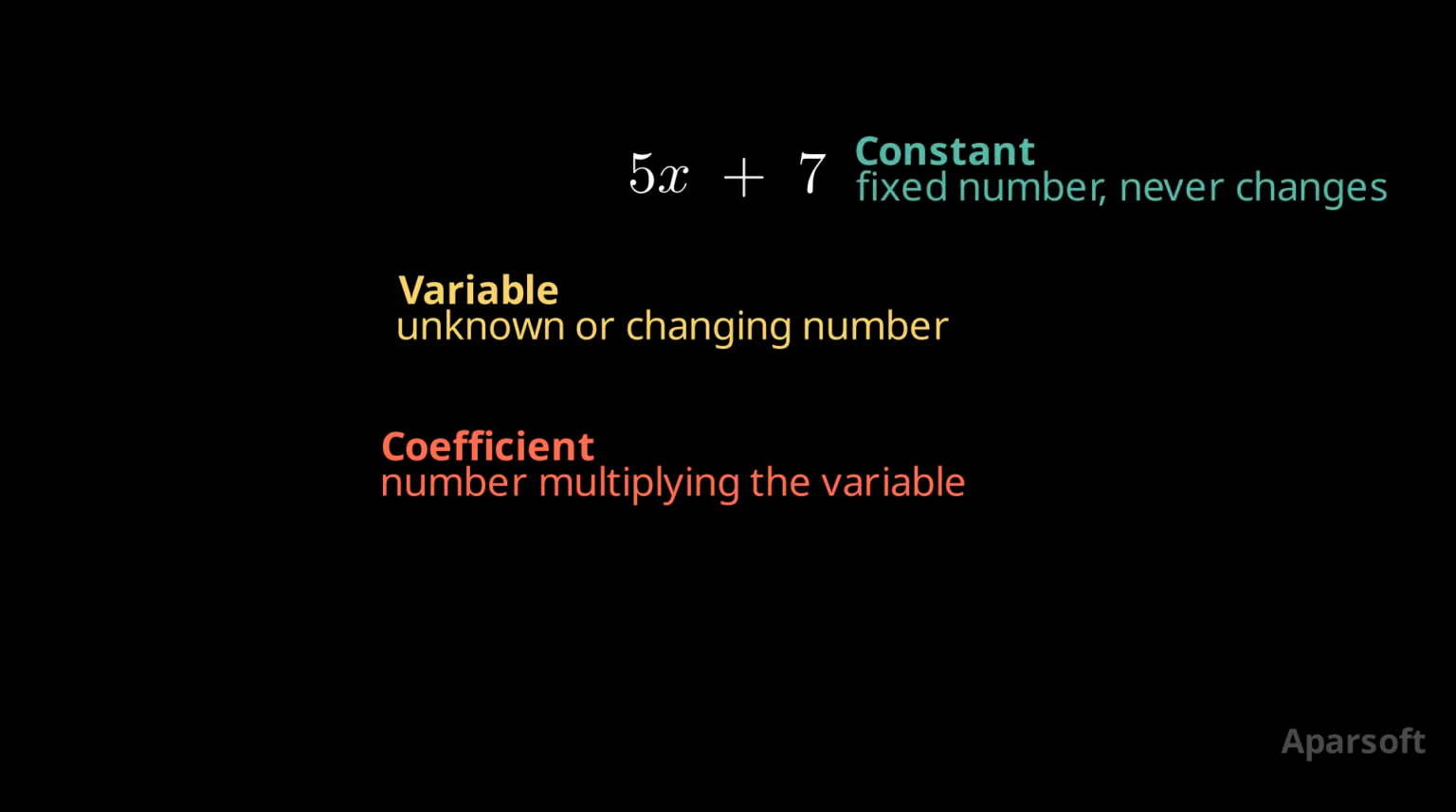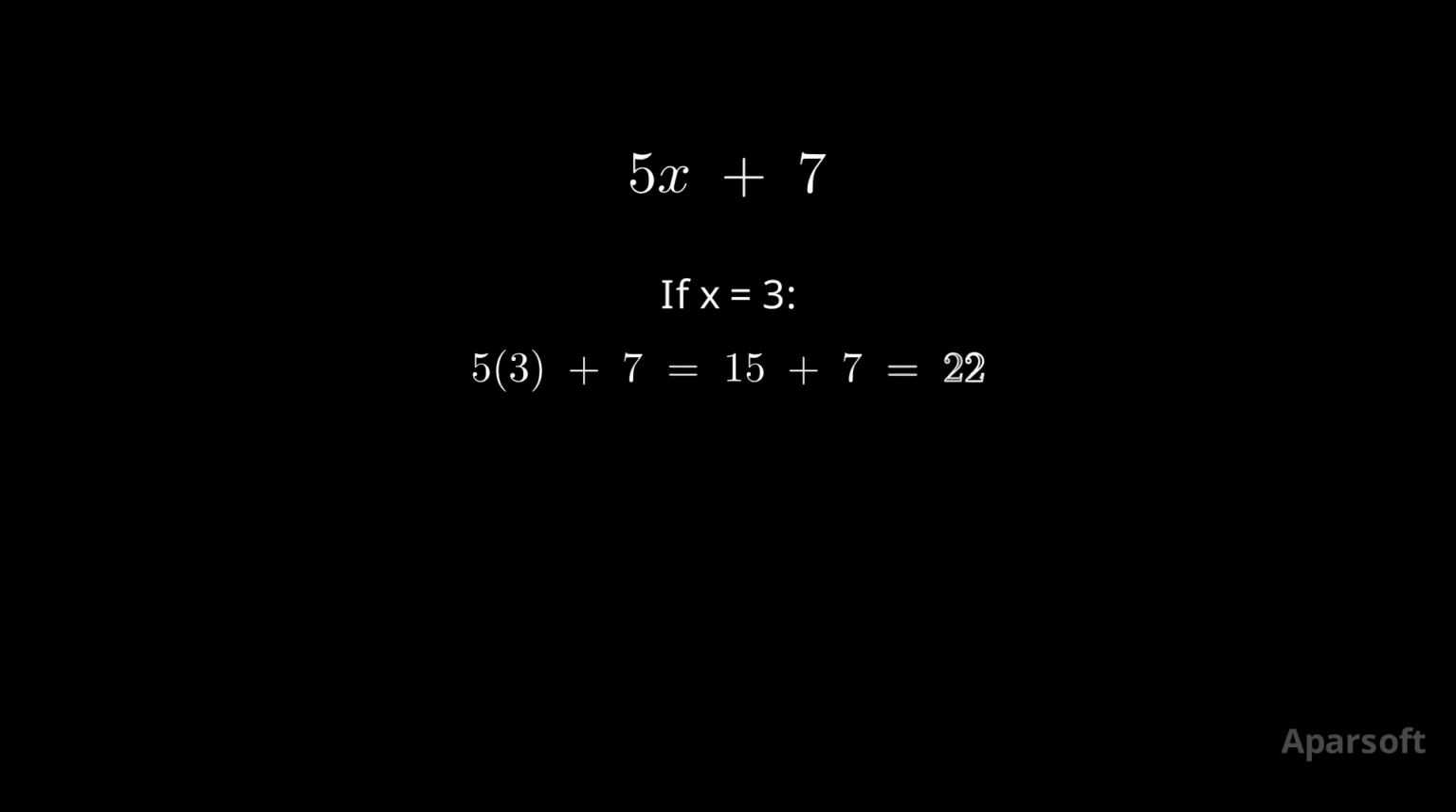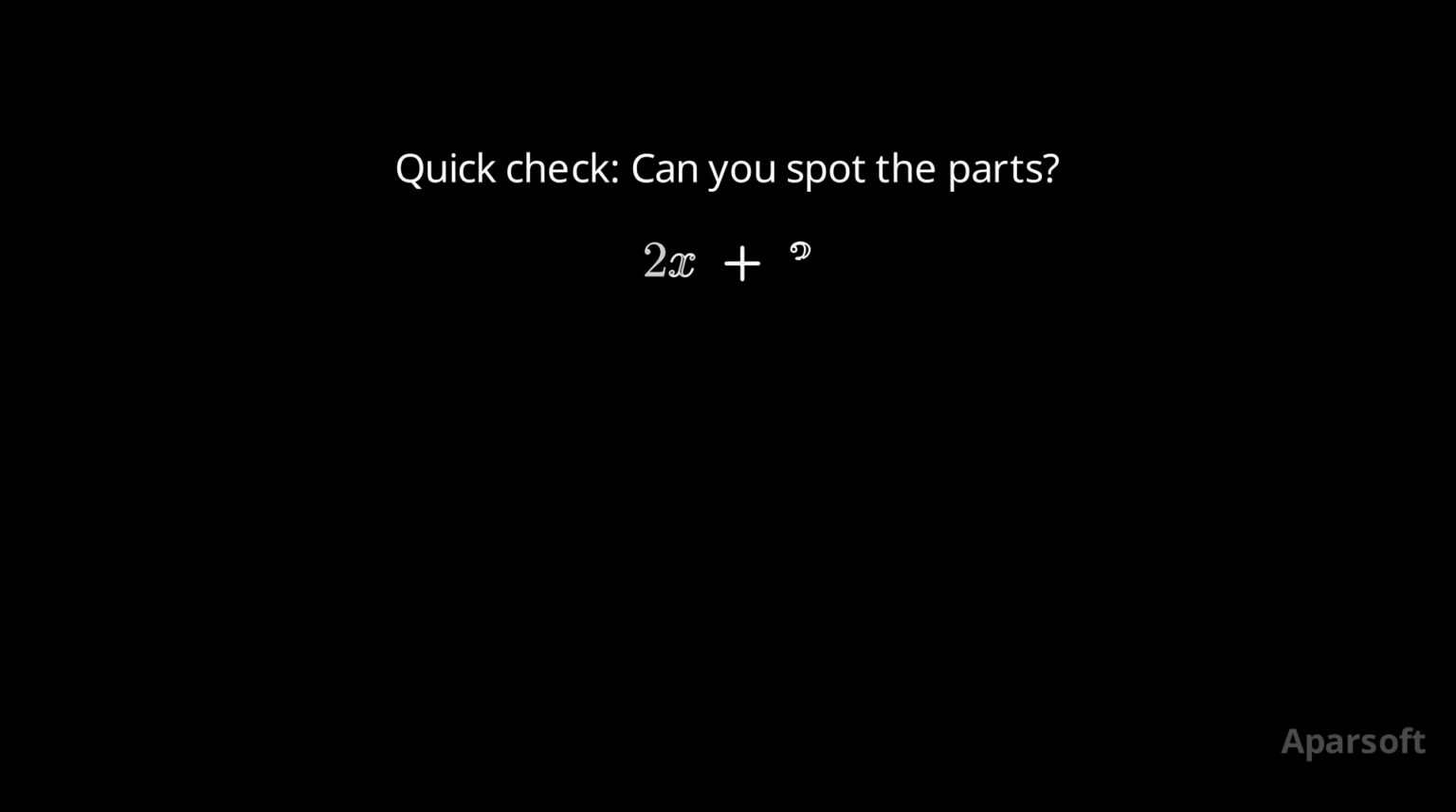And the number 7 standing all alone is called a constant. It is fixed. It never changes, no matter what x is. Let us prove it works. If x equals 3, then 5 times 3 is 15, plus 7 equals 22. Now, a quick check. In 2x plus 3, can you spot the coefficient, the variable, and the constant? The coefficient is 2, the variable is x, and the constant is 3. Easy enough.